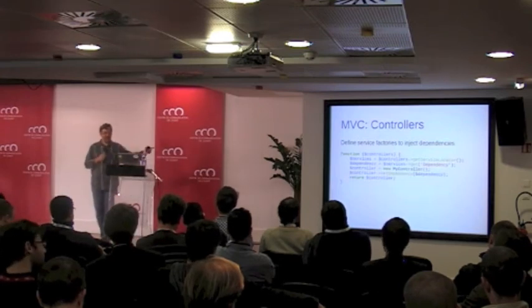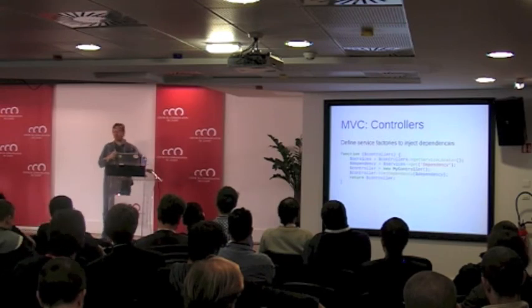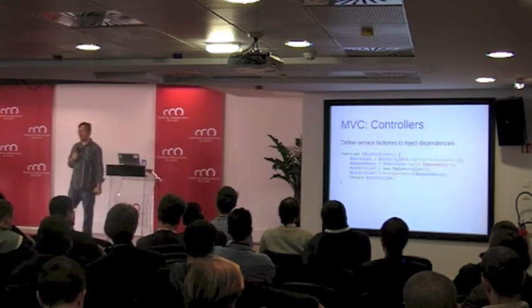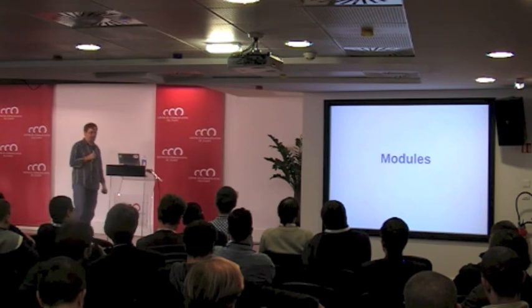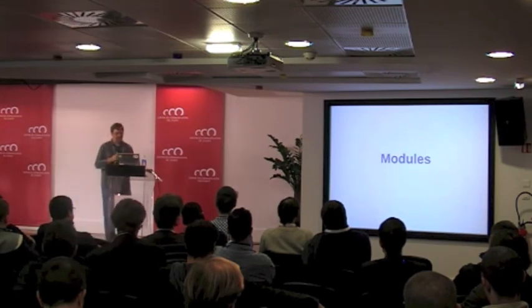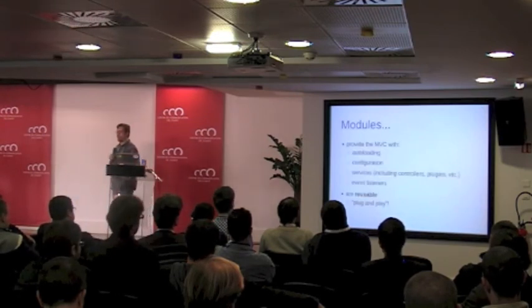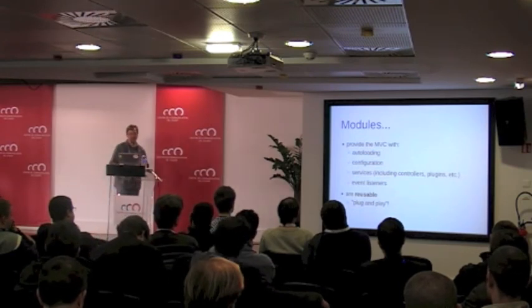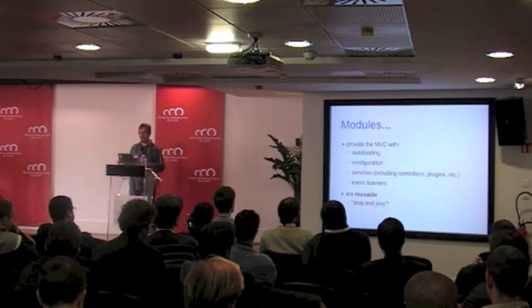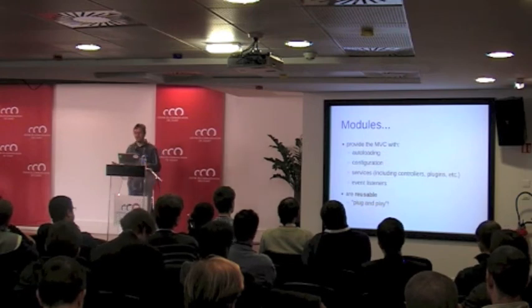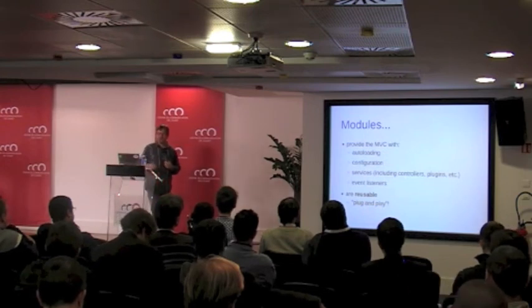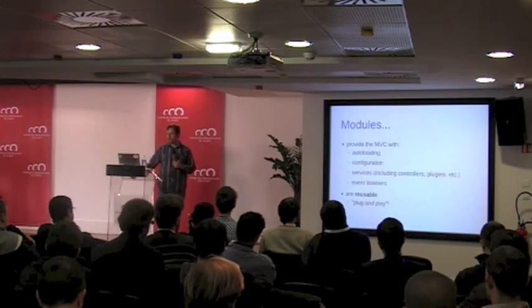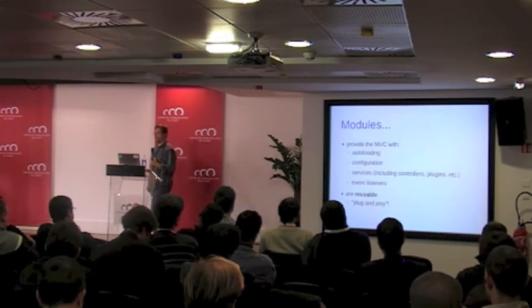But we've got this. Where do I define this factory? That's the next question, right? And that's where we come to modules. Modules in Zend Framework provide the MVC with the information it needs to work. So auto-loading, configuration, the services that you're going to define, including your controllers and your plugins, any event listeners that you want to wire, you can do in your modules. Modules are intended to be plug-and-play.